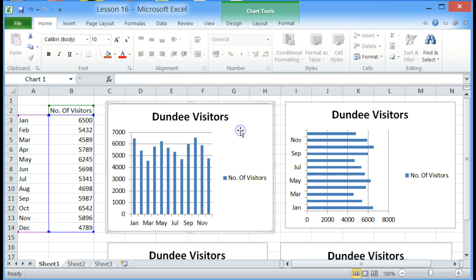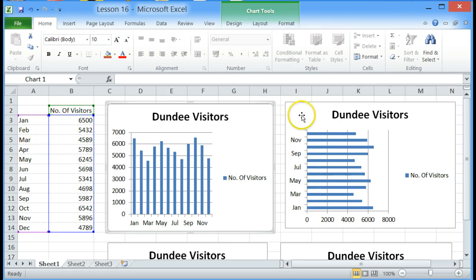I feel that the column chart is the best chart to represent this kind of information because it clearly shows that the information is in discrete units. For example, in January we know 6,500 visitors were in Dundee. In September we had 6,000 visitors, or almost 6,000 visitors to Dundee. So therefore I feel that the column chart is the best chart to represent the data that I have available.